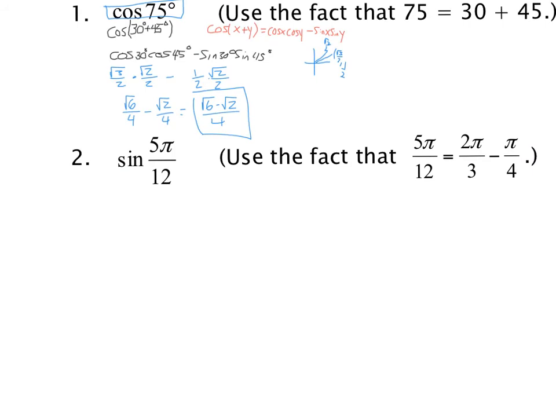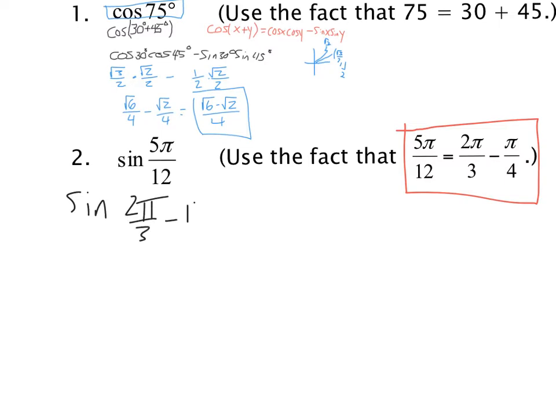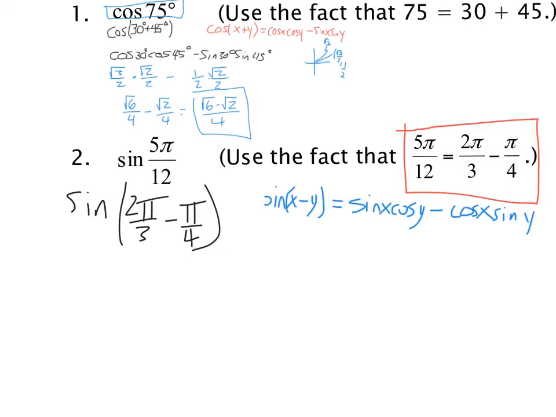So if I look at this next one, I see sine of 5 pi over 12. I notice that I can rewrite that as 2 pi over 3 minus pi over 4. So I'm going to rewrite this as sine of 2 pi over 3 minus pi over 4. Then if I look at my formulas, the formula is sine of x minus y would be sine of x times cosine of y minus cosine of x sine of y. That's on the slide before.